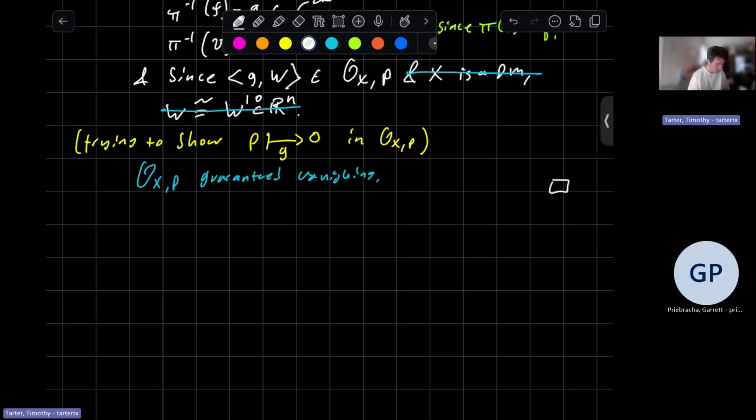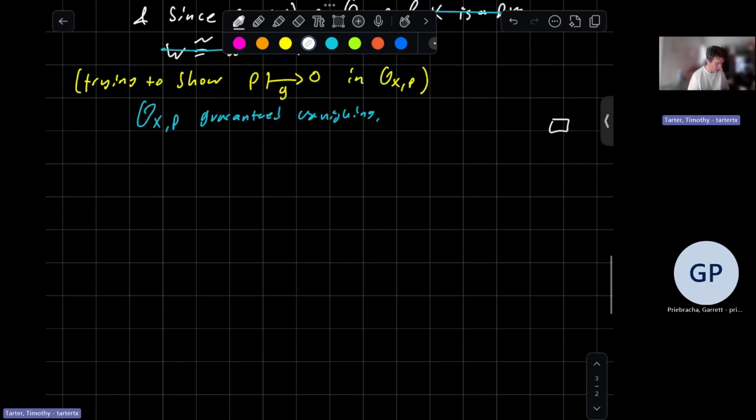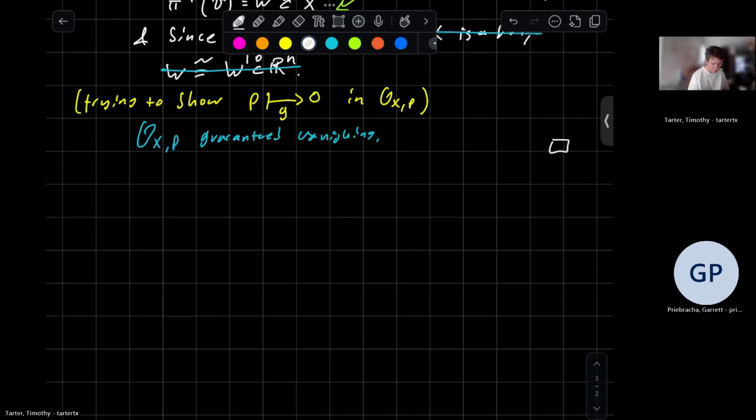Have we talked about tangent and cotangent spaces yet? Maybe. It doesn't sound too familiar. It's a really important, cool idea.